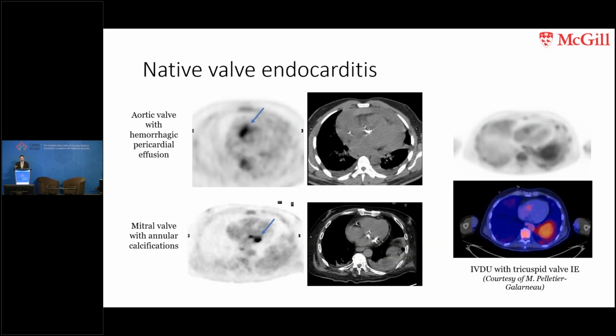So here are some examples of the different valves. I don't have all the valves, but I could only get 3 valves because native valve endocarditis is rare to detect on every single one of the valves. I do have an example of an IV drug user with a tricuspid valve on the right. You can see that there's very focal uptake in the valve planes, and that's abnormal. We don't expect that in a native valve, and these findings are consistent with endocarditis.